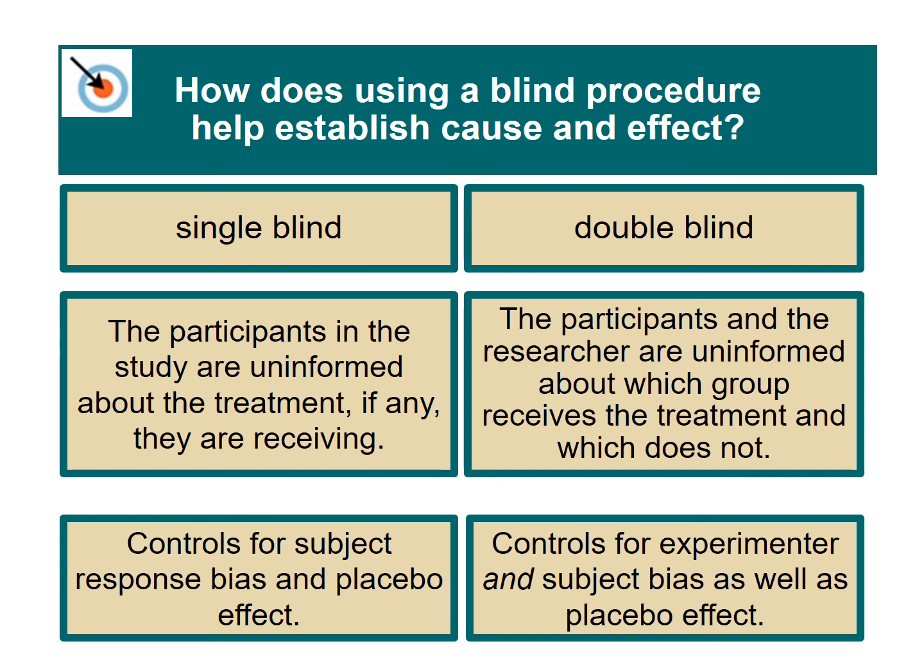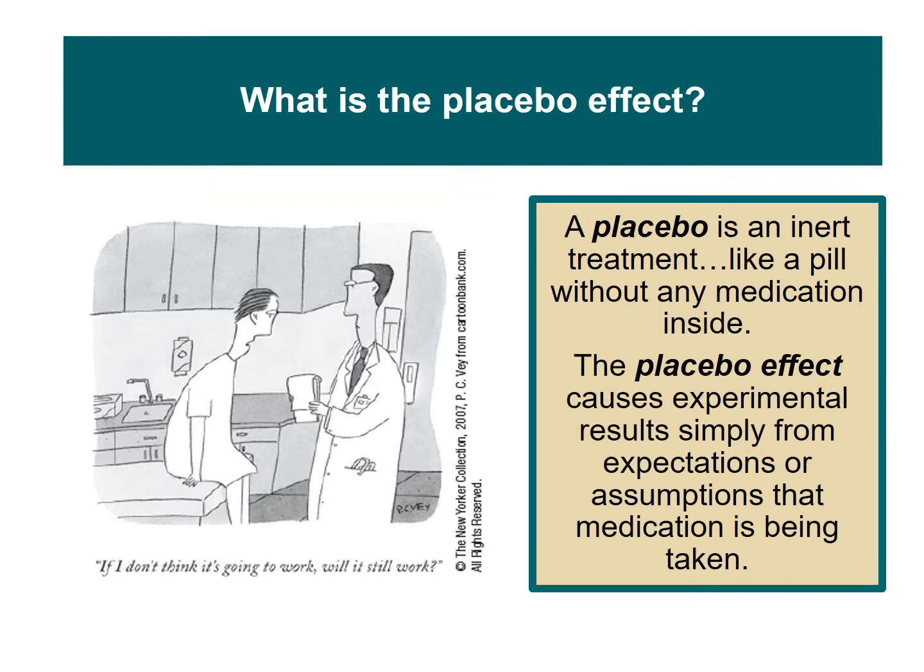In a double blind, the participants and the researcher are uninformed about which group receives the treatment and which does not. The only difference is in single, the participants are uninformed, and with double, the participants and the researcher are uninformed. And what that does for double blind is it controls for experimenter and subject bias, as well as the placebo effect. So what is the placebo effect?